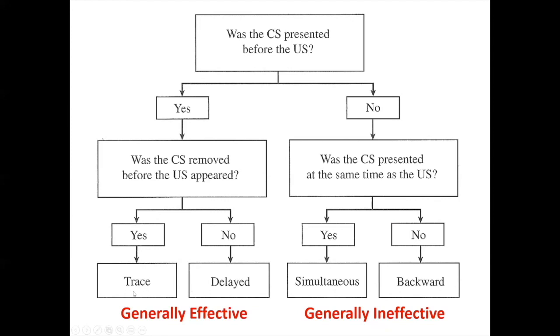By contrast, in trace conditioning and delay conditioning, the CS occurs before the US does. And like it says here, those both tend to be quite effective procedures for classical conditioning. So it's important to keep in mind that what the effective procedures have in common is that the CS precedes the US, as it does in trace conditioning and delay conditioning.